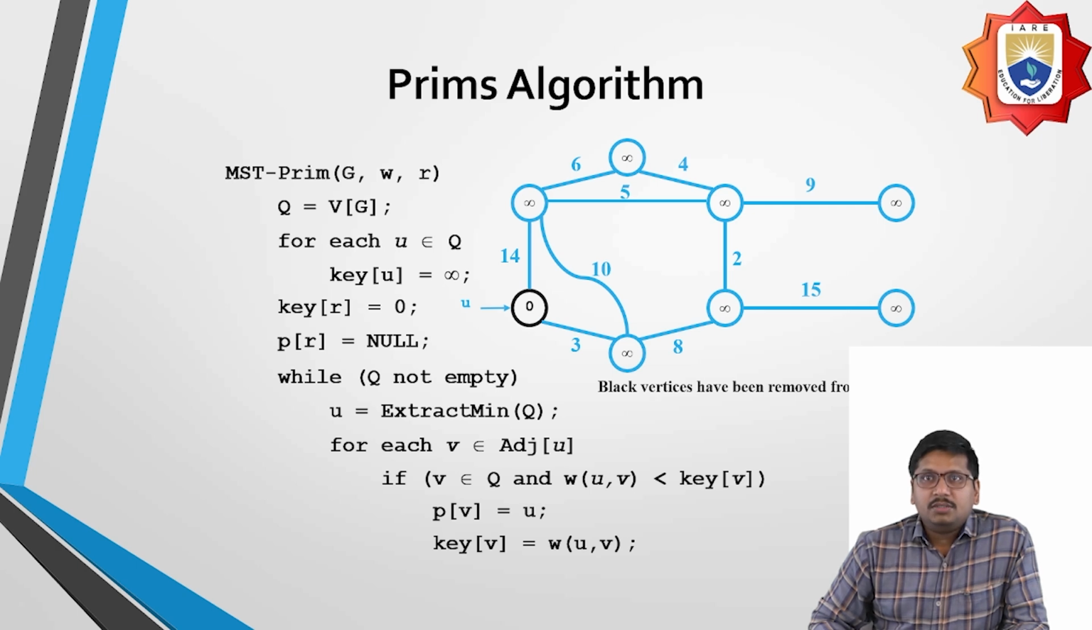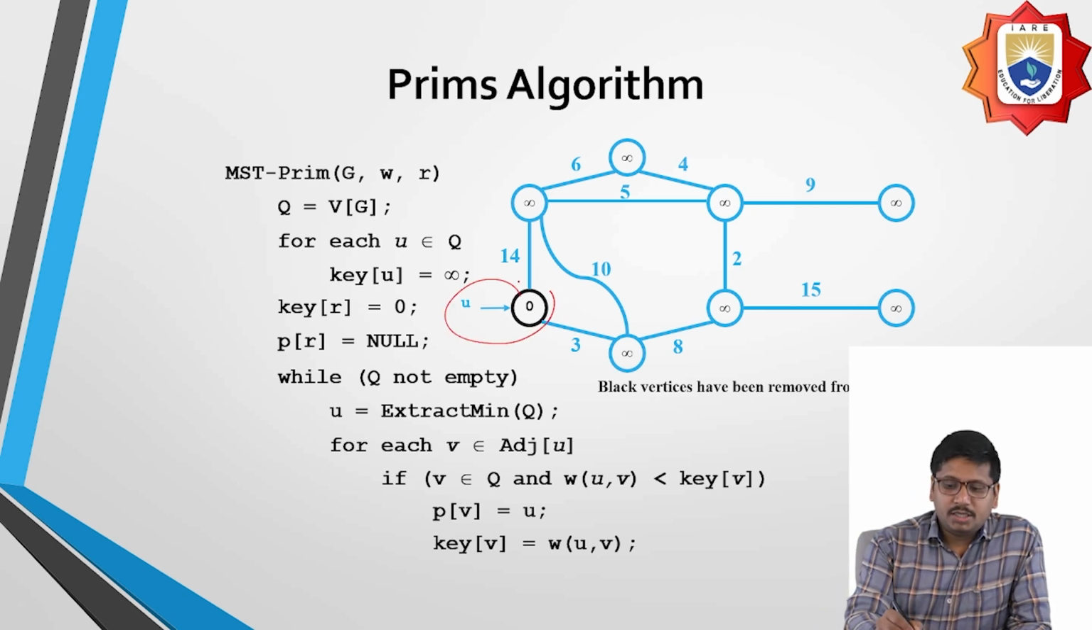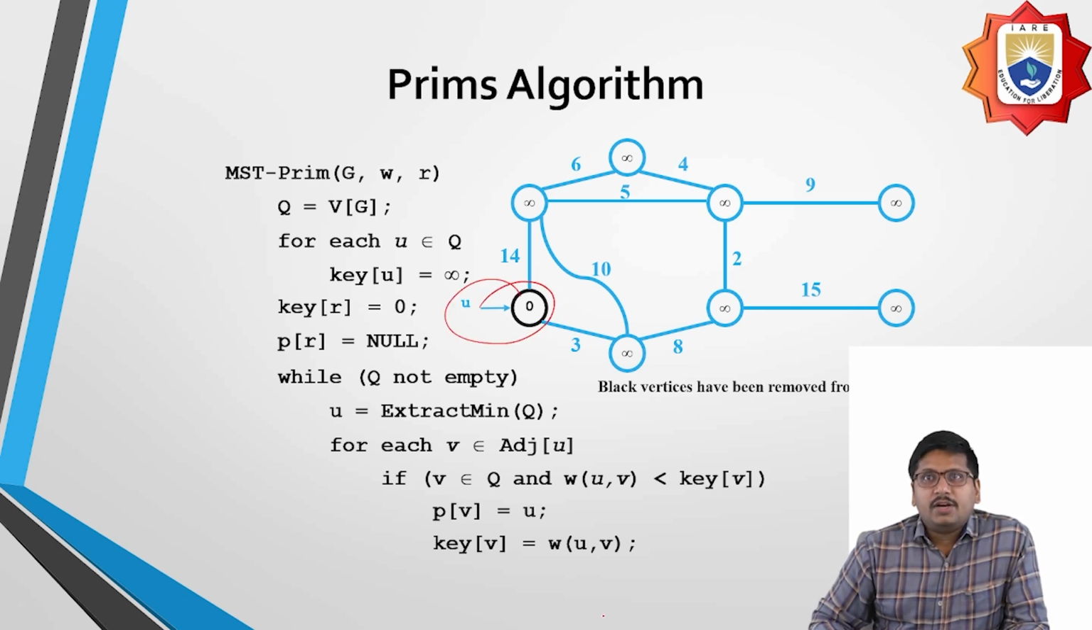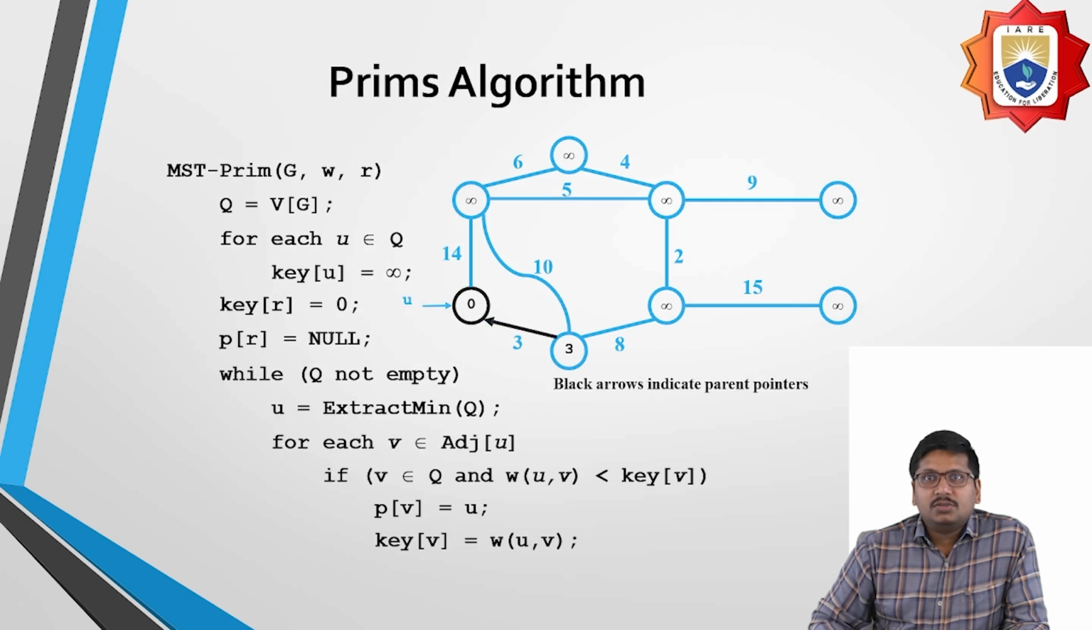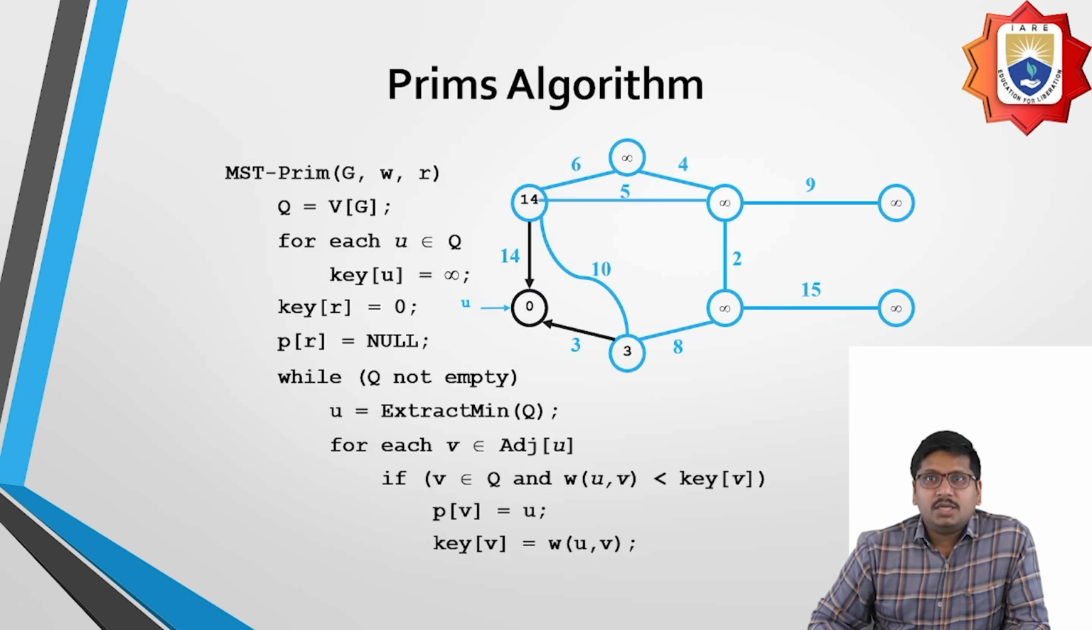From this, I have to find out the minimum, and this should be the minimum. That's why I have to indicate the parent pointers. This should be the starting edge that has the minimum weight. Once that is done, again I'm going to see whether any other minimum weight is connected, that should be 14. So 14 is to be done.